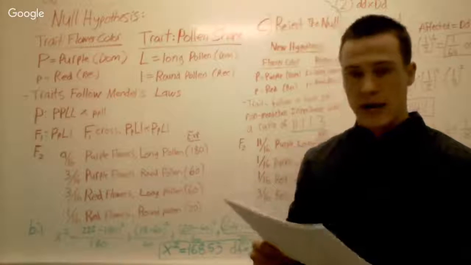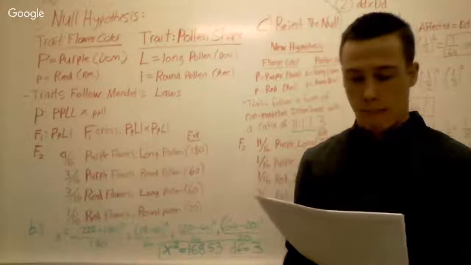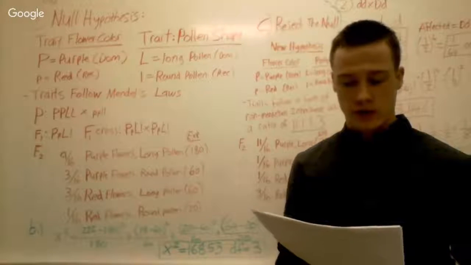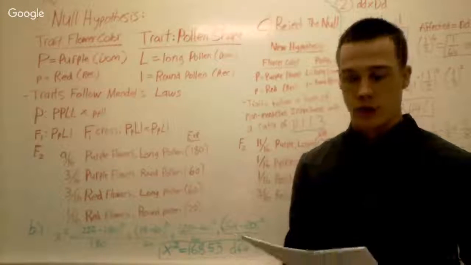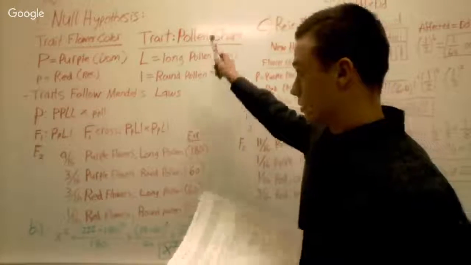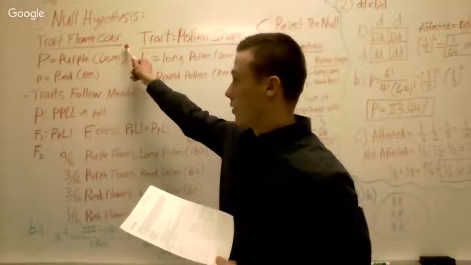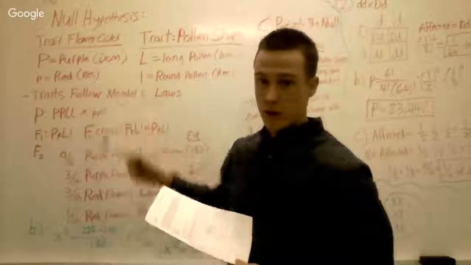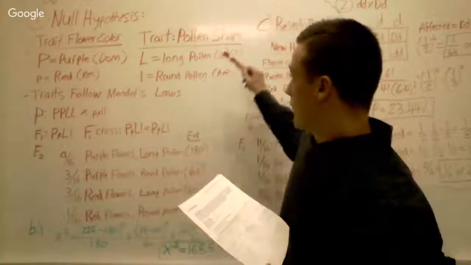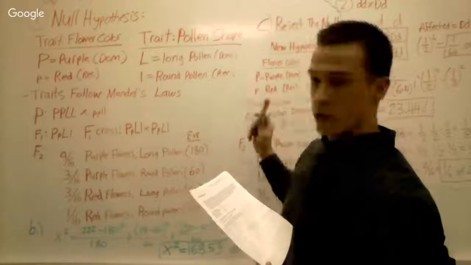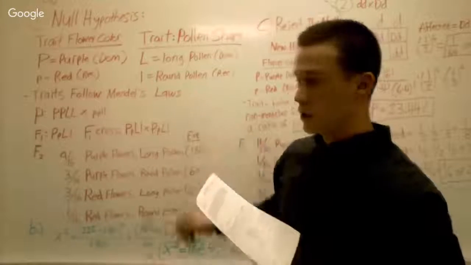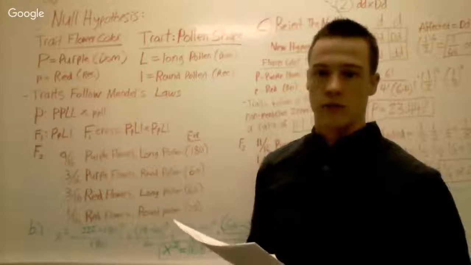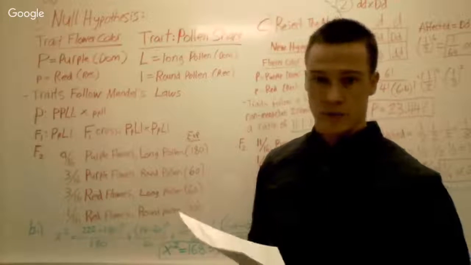So for letter A, number 1 is talking about plant traits, and A wants us to come up with a null hypothesis. My null hypothesis is written here. For flower color, I thought purple was dominant to red flower color. Long pollen was dominant to round pollen. And I said these traits follow Mendel's laws of independent assortment and segregation.